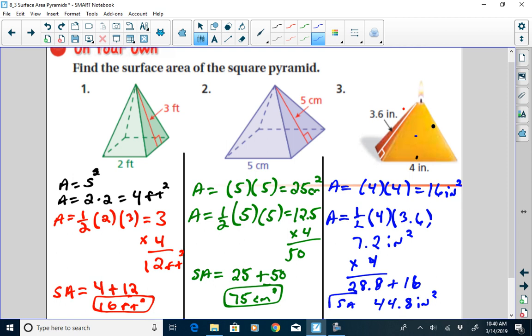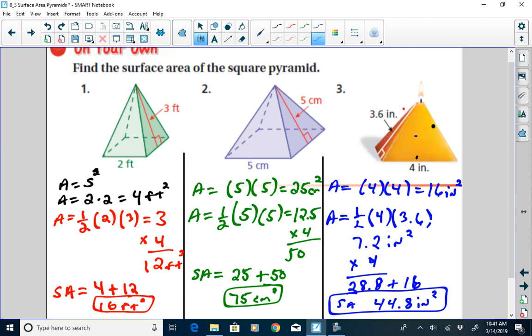Now those are 3 examples of finding the surface area of a pyramid when the base is a square. It's a much easier calculation when the base is a square because all of the triangular faces are all going to be the same. So we just have to find the area of one triangular face and multiply that by 4.